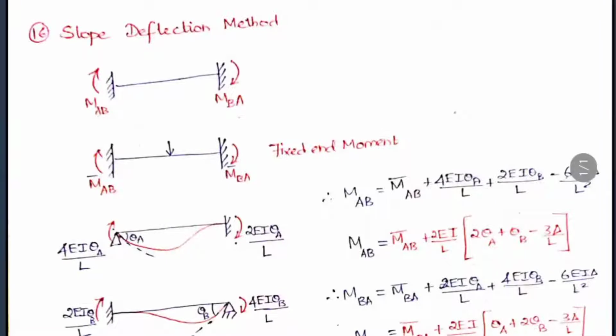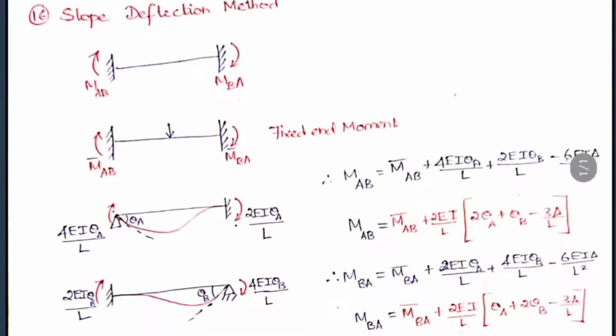The next step is that you have to consider one end as the rotation, that is, where the rotation is happening. When you consider it like that, the moment will be 4 EI theta A by L. We have already studied this in the strength of materials chapter. And when the farther end is fixed, it is 2 EI theta A by L. So we got 4 EI and 2 EI on both sides.